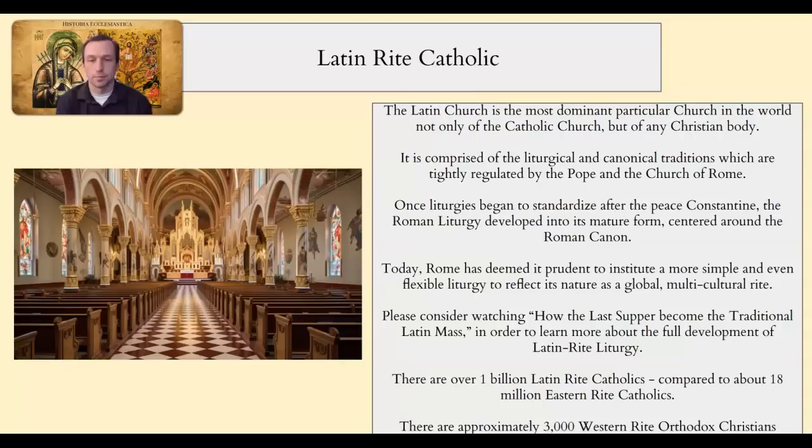Once liturgies began to standardize after the Peace of Constantine, the Roman liturgy developed into its mature form, centered around the Roman canon. Today, Rome has deemed it prudent to institute a more simple and even perhaps flexible liturgy to reflect its nature as a global, multicultural rite. Because it's perceived that there is a value to allowing different cultures to express their own religious genius and their worship of God within the boundaries of Orthodoxy.